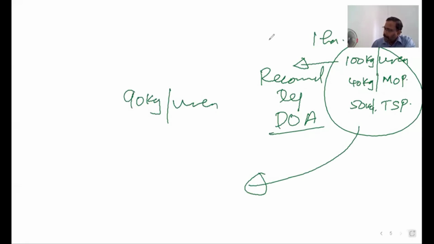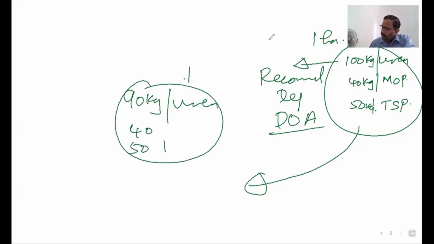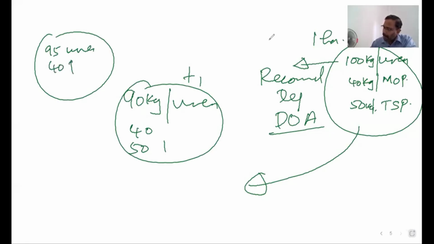In one package, 90, 40 muriate of potash, and then triple phosphate, 50. So this is treatment 1. Another treatment, I have 95 urea, right? Then 40 kilogram of MOP, and 50 kilogram of TSP. This is T3 as an example.